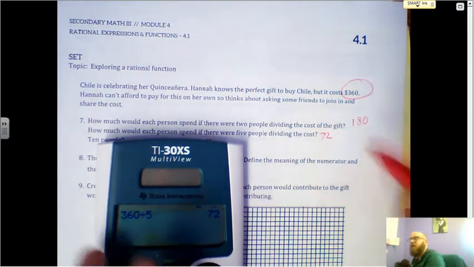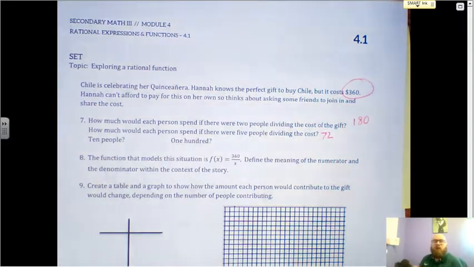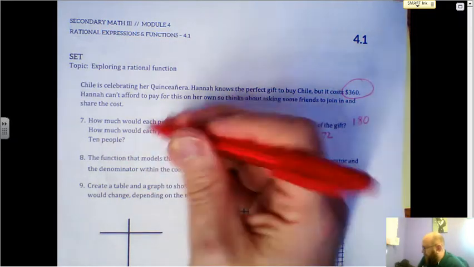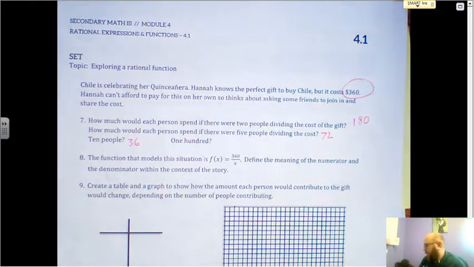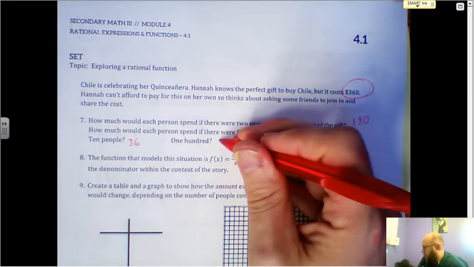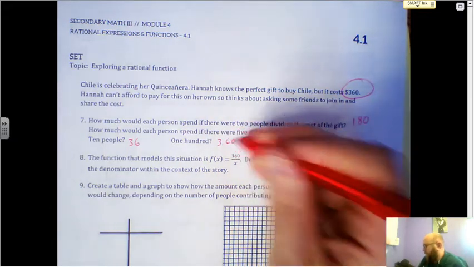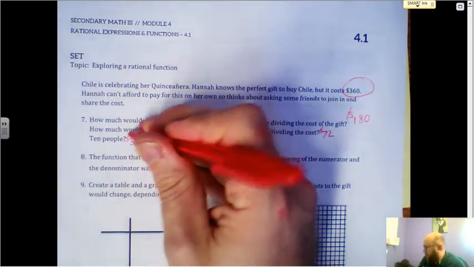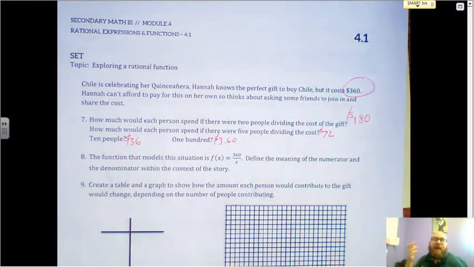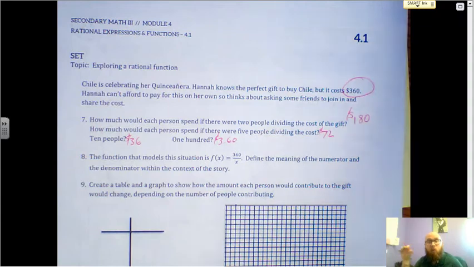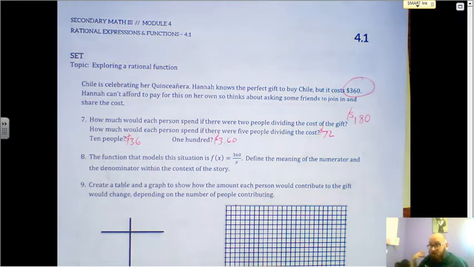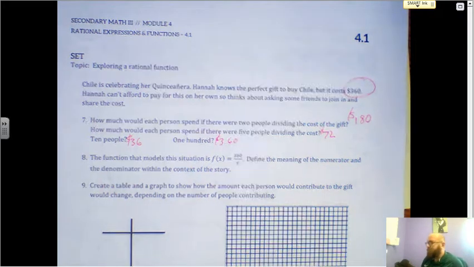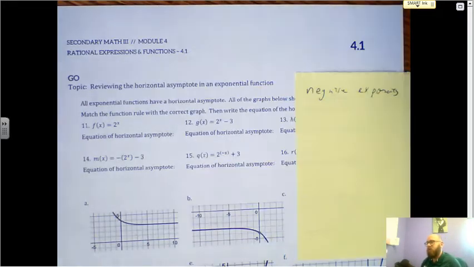Okay, and so it's going to ask you to go through this one step at a time. 10 people would be $36. 100 people would be $3.60, et cetera, et cetera. Let's put some dollar signs on there so we know we're talking about money. Okay, and so it's going to ask you further how all of this is changing, and it'll ask you to graph it from there. But just follow the process, do one step at a time, and it'll guide you where you need to go. Finally, the go section.